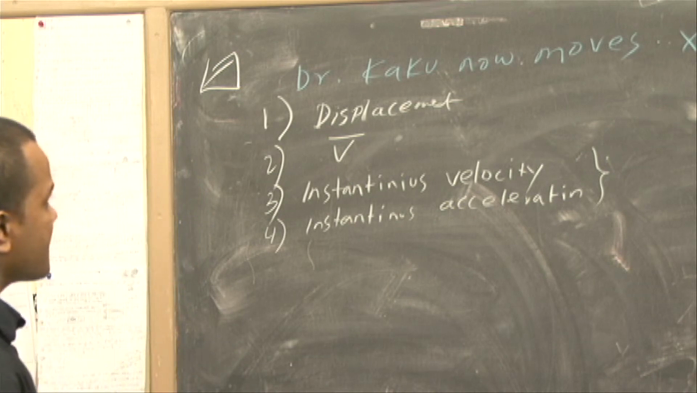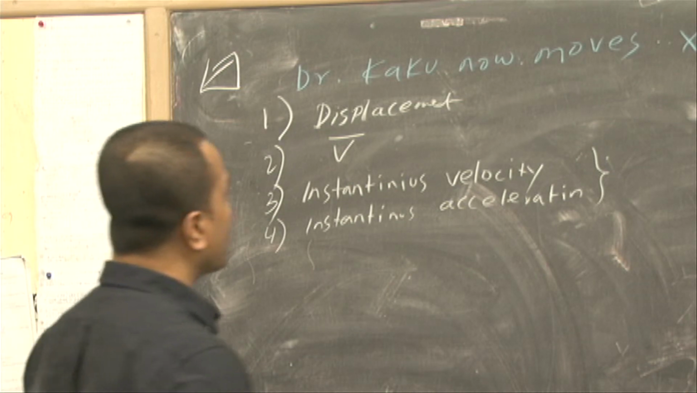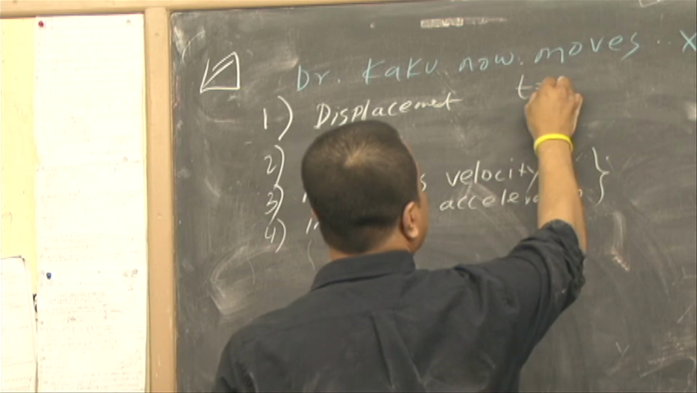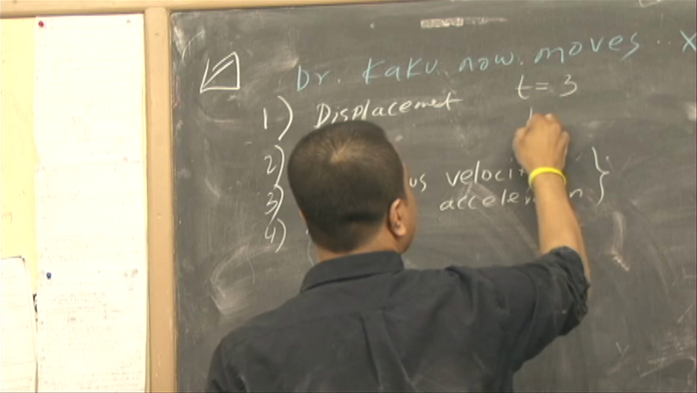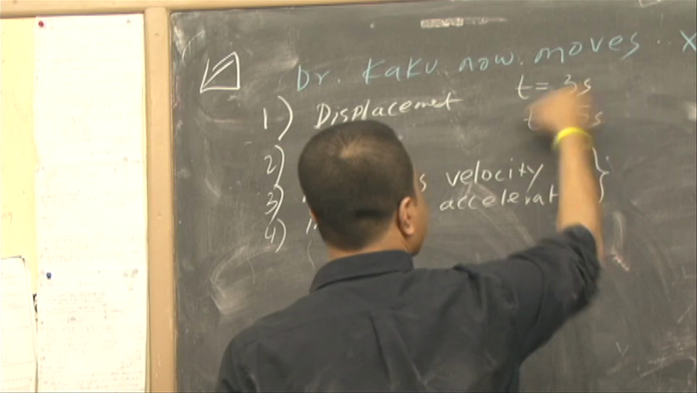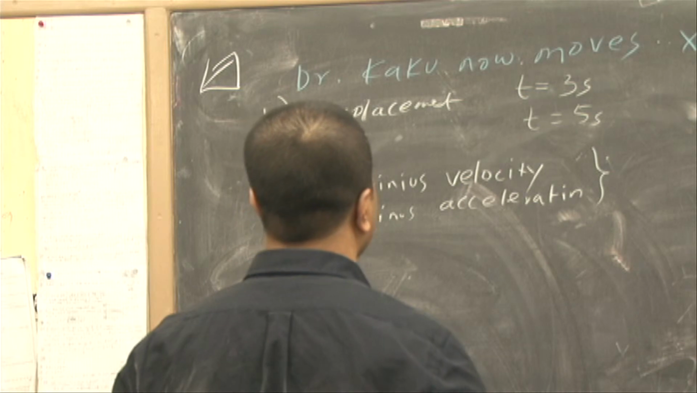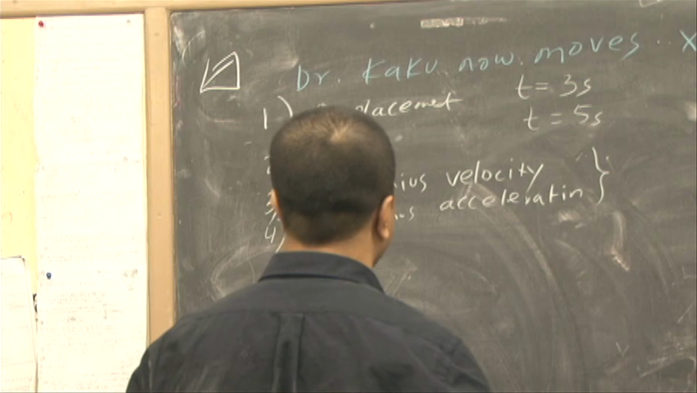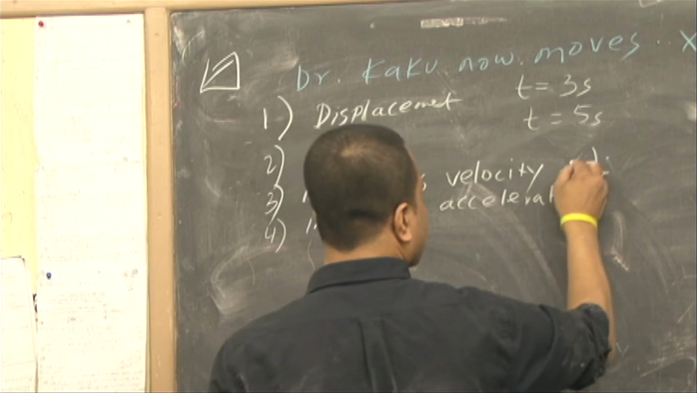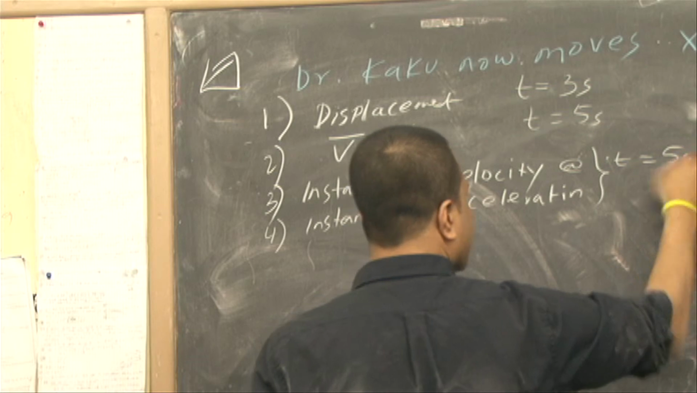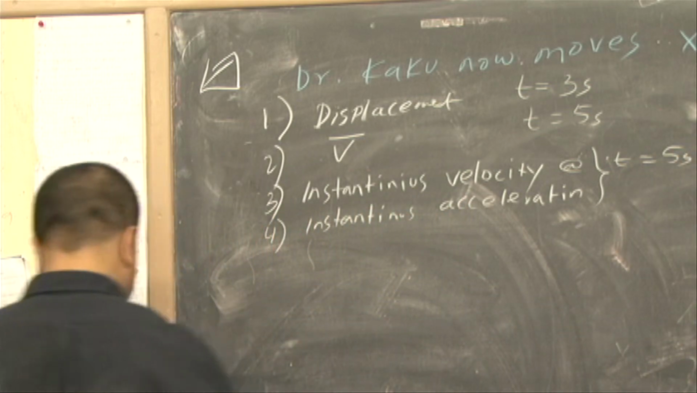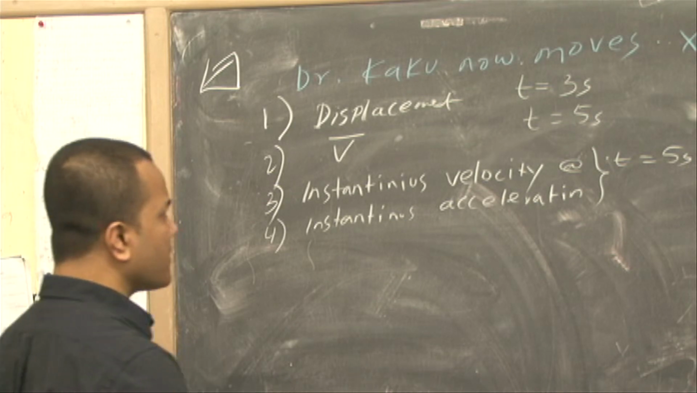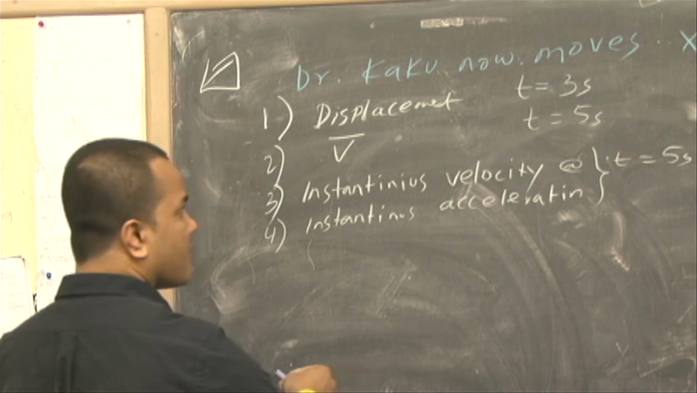Okay, so let's see the displacement from t is 3 seconds to t is 5 seconds, and the instantaneous velocity at t is 5 seconds. Okay, so let's see. Displacement is pretty straightforward. All you need to do is plug in the time.